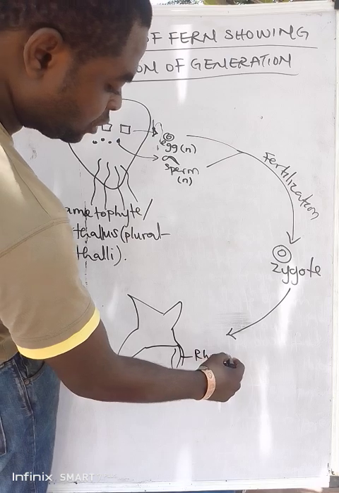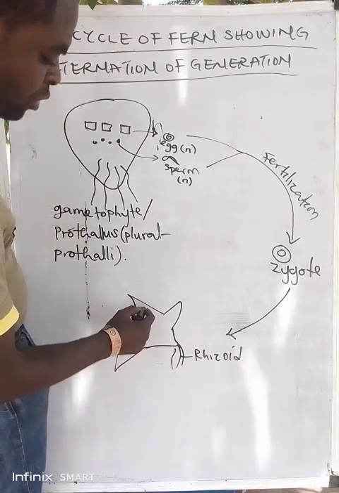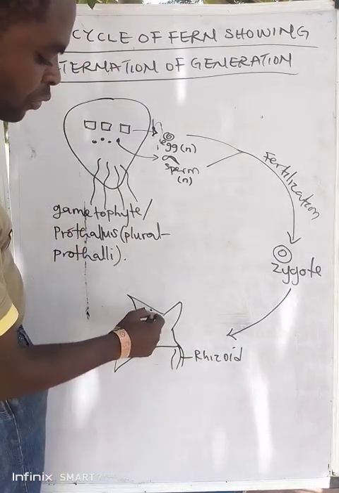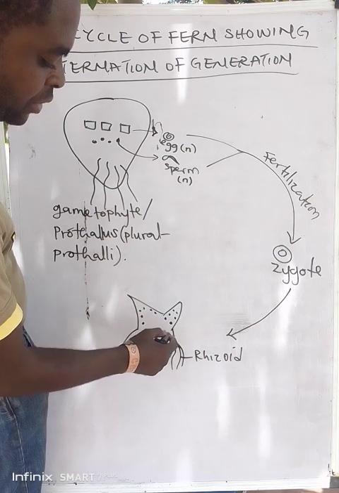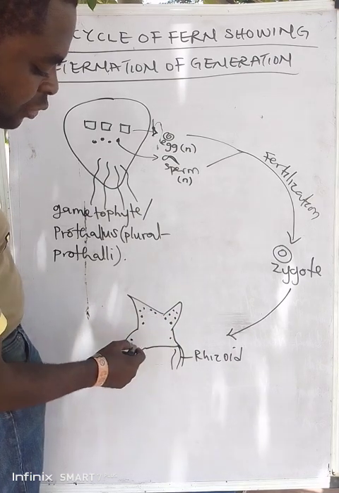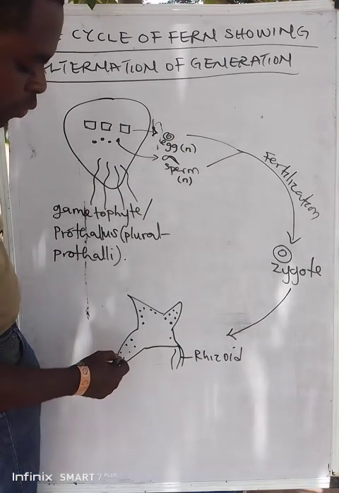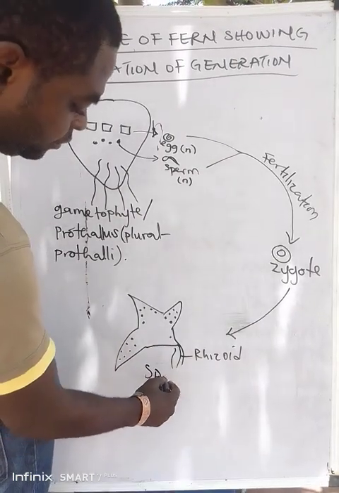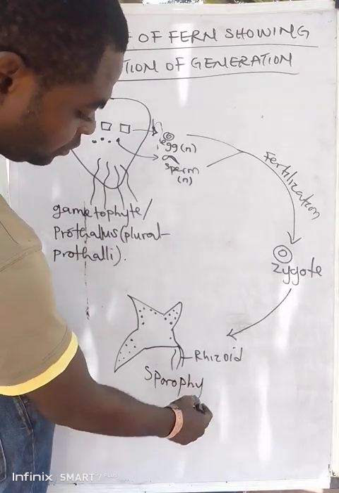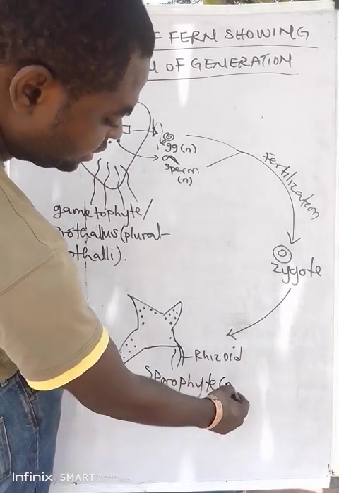That is rhizoid. There's a question we're going to see later. It says, which of the following is common to both the gametophyte and the sporophyte of fern? Answer is rhizoid. Both of them have rhizoid that they use to do what? To absorb water and nutrients from the soil. This is sporophyte.